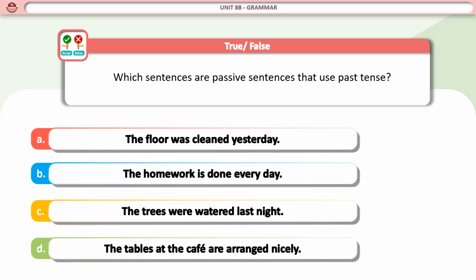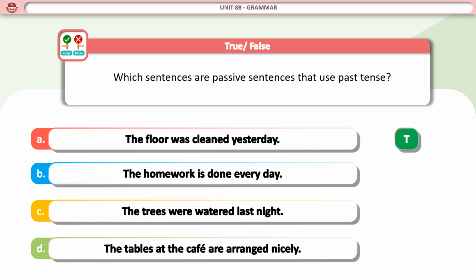All right, fantastic job here. You have done a really, really good job. Let's see the final result. For sentence A, the floor was cleaned yesterday. Now, looking at the structure, I can see to be verb was and past participle cleaned. I can say that this sentence is a passive sentence that uses past tense. So this one would be true. It is past tense passive.